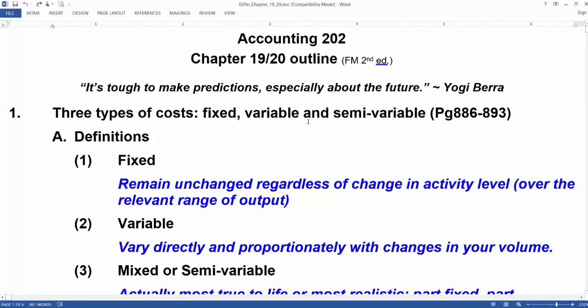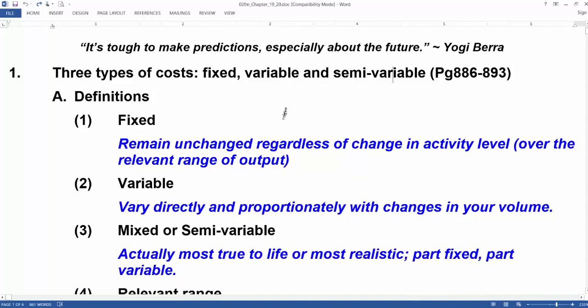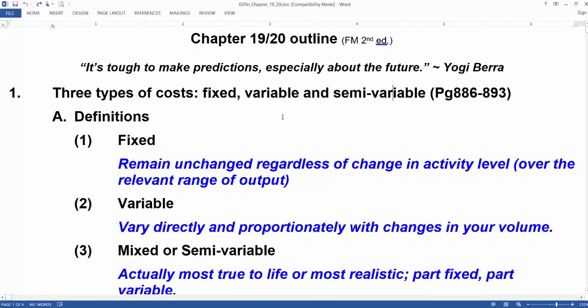Variable costs vary directly and proportionally with changes in your activity level or your volume. So the more you produce, the more they go up. The less you produce, the less they are in total. Mixed or semi-variable costs are really more true to life than either fixed or purely variable, because they have an element that's part fixed and part variable.